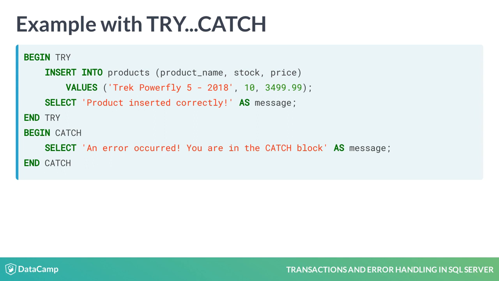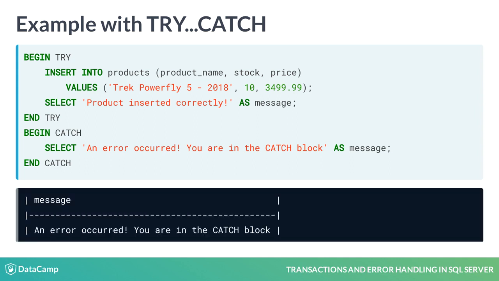Let's go back to the example where we got an error. Remember, we tried to insert a new bicycle with a name that was already in the product table. Let's enclose this insert statement by a try block. If the insert statement is correct, the select statement will display the text product inserted correctly. However, if an error occurs, the control will pass to the catch block, printing an error occurred, you are in the catch block. In this case, as there is an error because we are trying to insert a duplicate name, the output will be an error occurred, you are in the catch block.